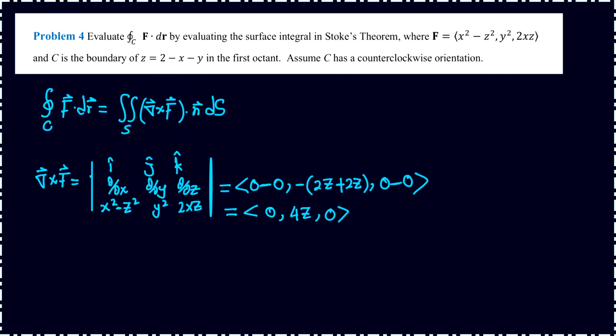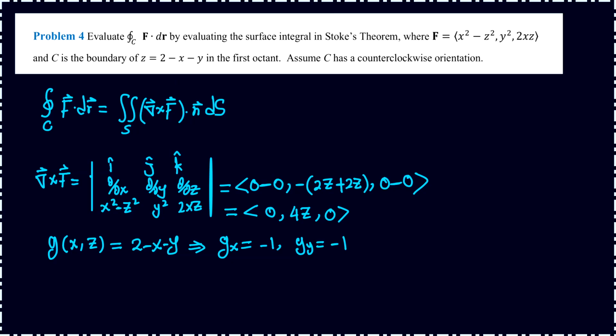We have that, right? Now, next thing is to find g sub x and g sub y. So once again, here g of xy is the equation of the surface, which is 2 minus x minus y. So g sub x is equal to negative 1. G sub y is also equal to negative 1.